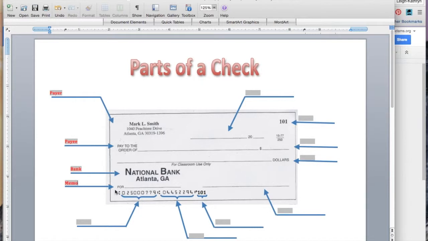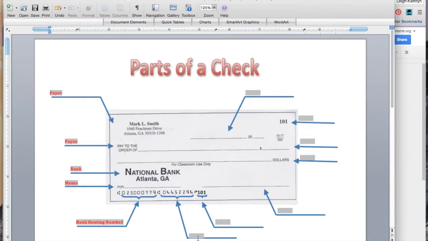Okay, there are a bunch of numbers here at the bottom. They're broken into 3 sections. The first section of numbers, does anybody know what this is? It's the bank routing number. The computers look at this and know exactly what bank, which branch, what the location is, and so forth. So the first set of numbers here is the routing number.